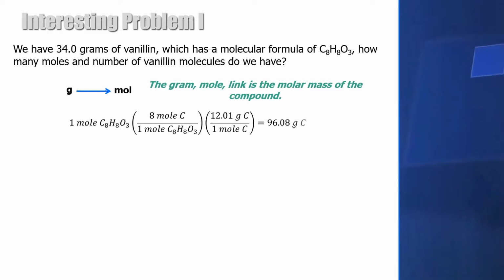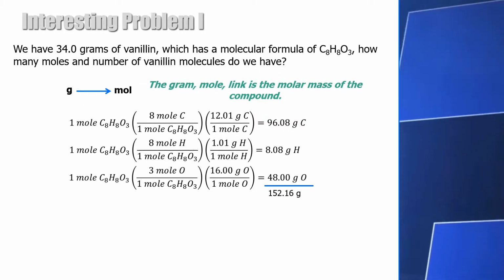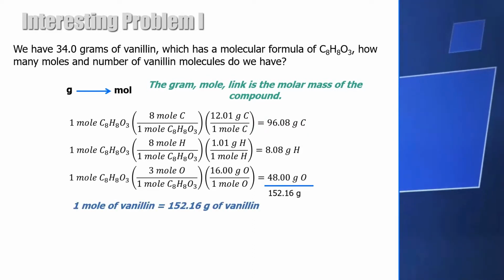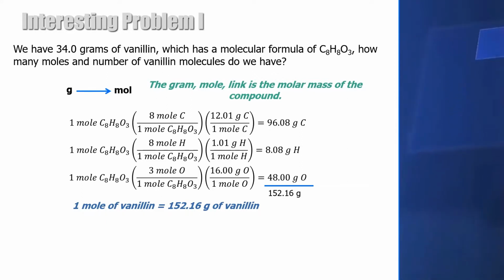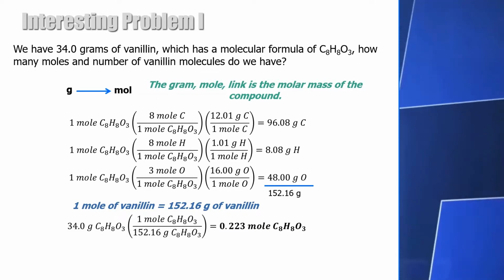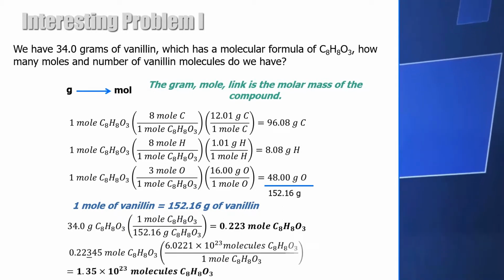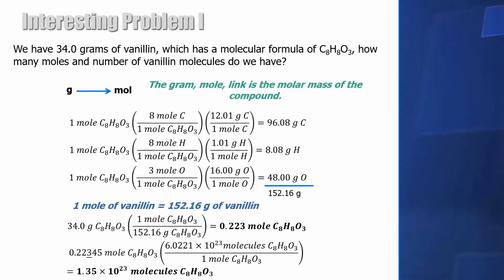Now we find the molar mass for vanillin to be 152.16 grams per mole to 2 decimal places. The molar mass is the critical relationship we need to convert mass to moles. 1 mole of vanillin equals 152.16 grams of vanillin. Now, to work our problem, we divide 34.0 by 152.16, canceling the grams of vanillin, obtaining a final value of 0.223 moles of vanillin. Now, to get to the actual molecules of vanillin, we simply multiply the moles of vanillin by Avogadro's number.